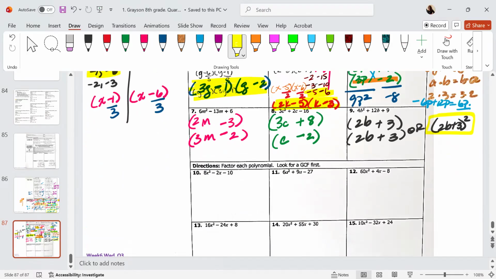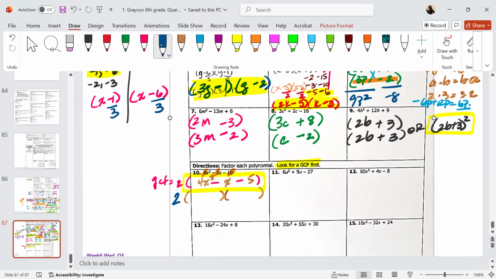Okay, this one, look for GCF first, okay? Look, 8, 2, 10. Notice how there's x squared, x, and there's no x, so you can't take out an x, correct? So your greatest common factor is going to be a 2. And then when you plug it back in, it's 4x squared minus x minus 5, right? So then what you're going to do is you're going to factor this part, but make sure you bring down the 2, okay?